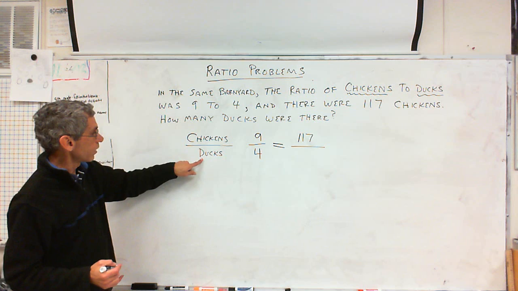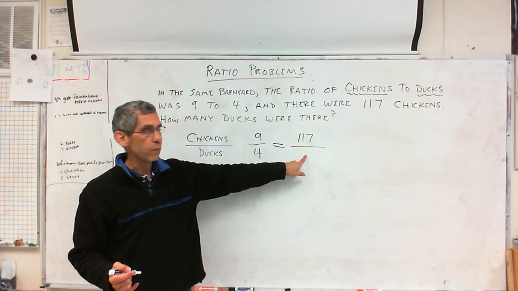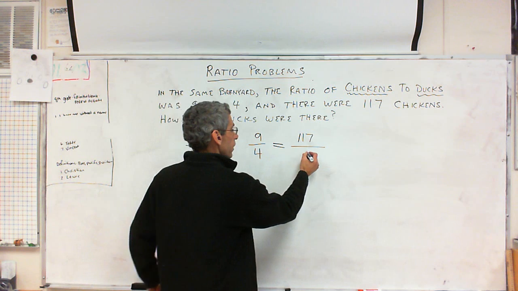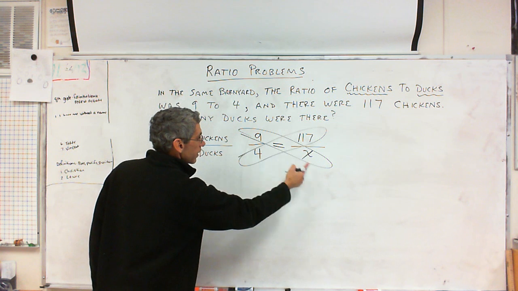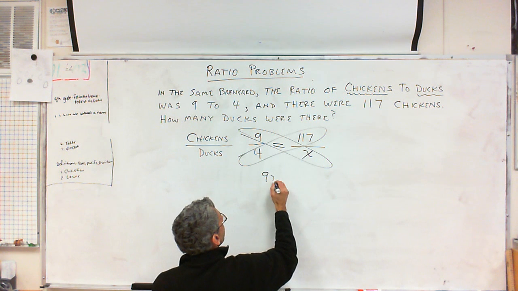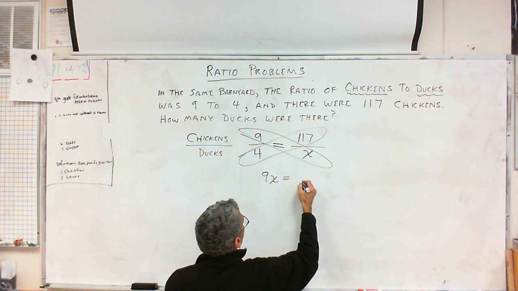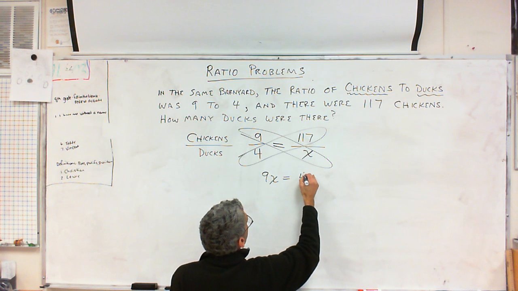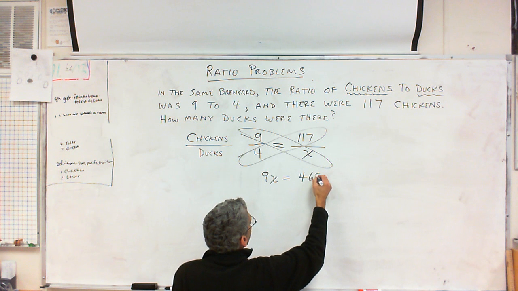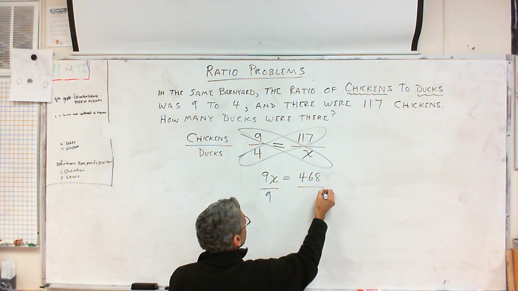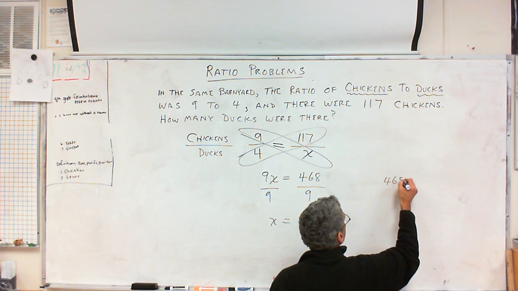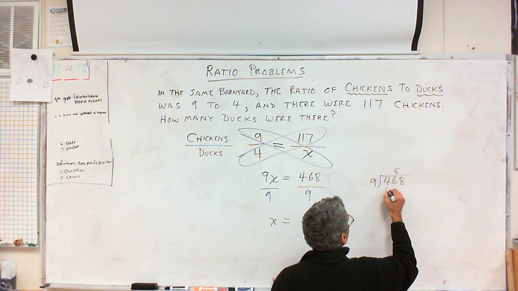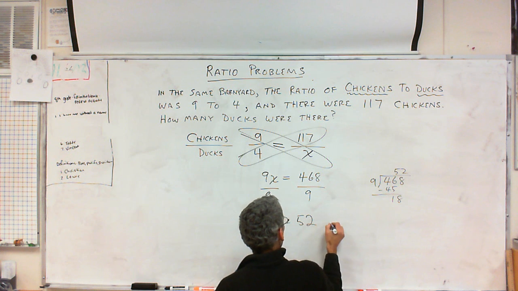Now it says ducks. Ducks is the denominator. It says how many ducks were there? So what do I put here? X. I don't know, so I'll put x. All right, so now I'm going to cross multiply. So I've got 9x is equal to 4 times 117. So that's 400. 4 times 7 is 28, 468. Am I right? Yep. Divide by 9. So x is equal to 468 divided by 9. 45 minus 18. 9 goes in that twice. 52. So there were 52 ducks.